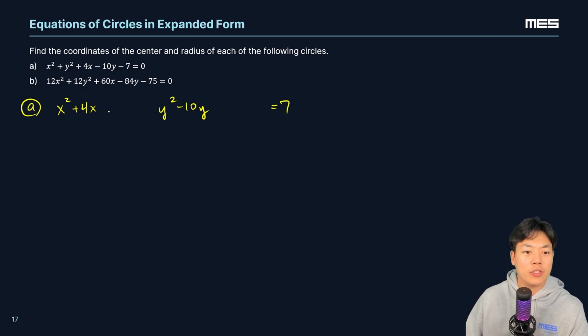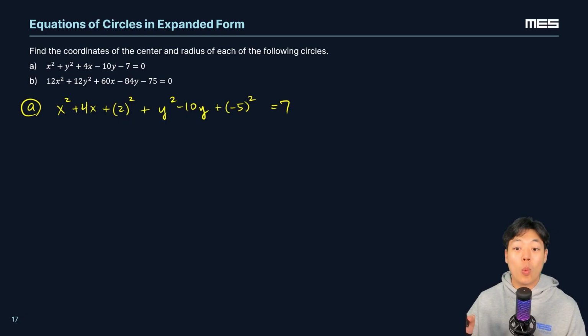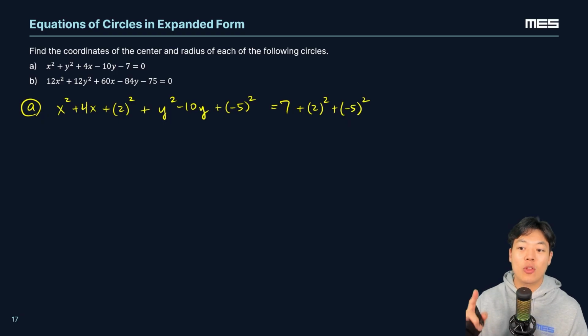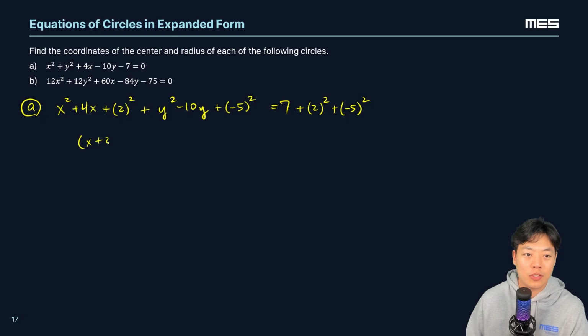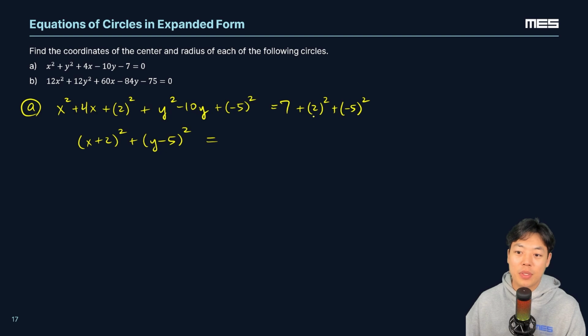Now, what more do we have to do here? We can start completing the square. Take half of the coefficient of x and square it. Take half of the coefficient of y and square it. But while we do this, don't forget, we must do those things that we just applied on the left side of the equality to the right side of the equality as well. So now we have x plus 2 squared plus y minus 5 squared is equal to, this is 25 plus 4 plus 7, that's 36.